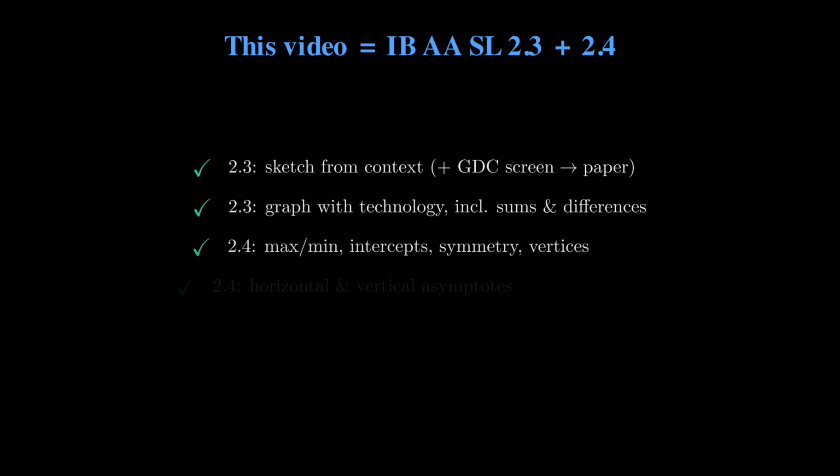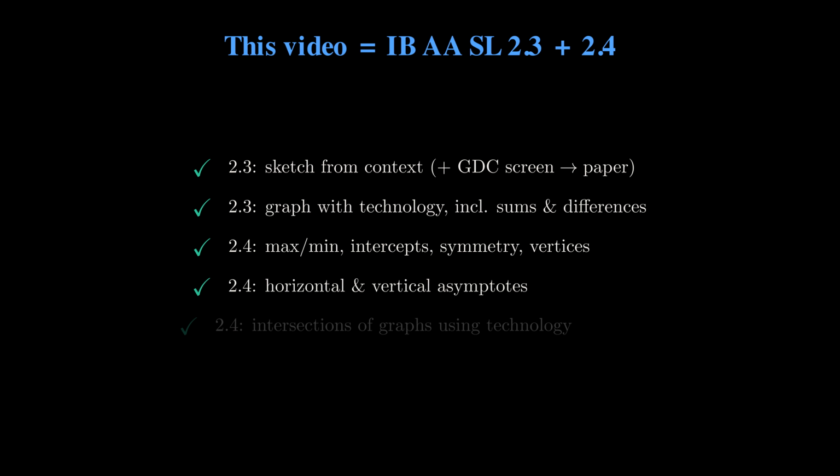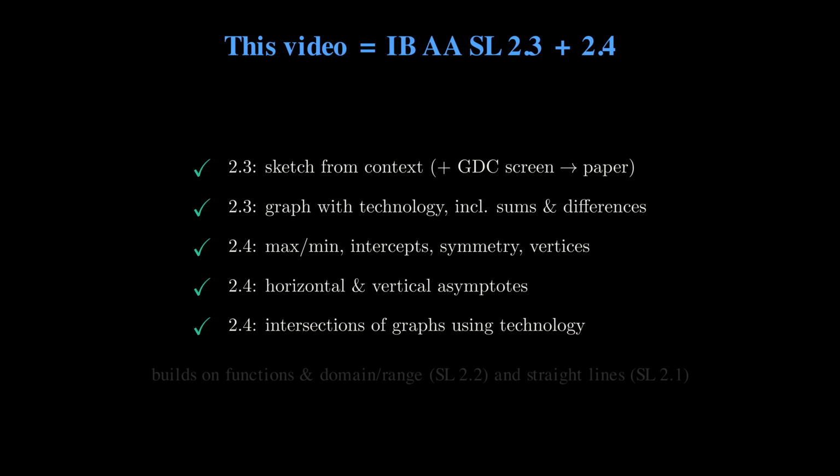And 2.4. All the key features: maxima and minima, intercepts, symmetry, vertices, and horizontal and vertical asymptotes, plus finding where graphs intersect using technology. If you haven't met functions and domain and range yet, that's 2.2. Watch that first. First, a distinction that quietly loses marks.